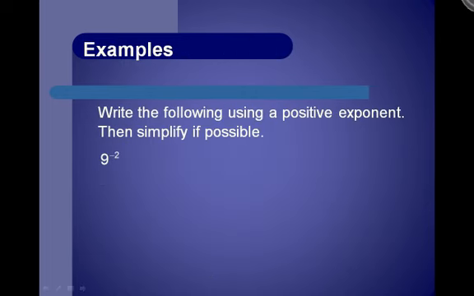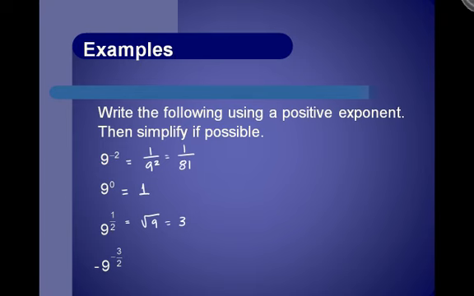Write the following using a positive exponent, then simplify if possible. Well, 9 to the negative 2 means 1 over 9 to the second power, but 9 to the second power is 81, so our answer would be 1 over 81. 9 to the zero power, anything to the zero power is 1. 9 to the 1/2 power, well, the 1/2 power means the square root of 9, which is 3.